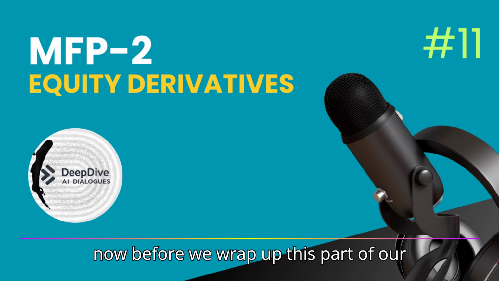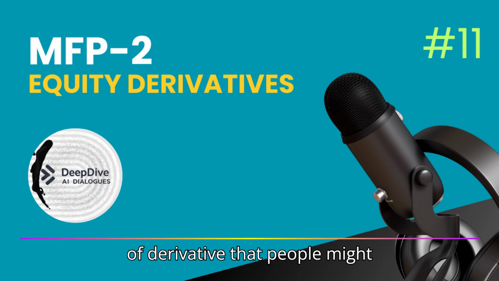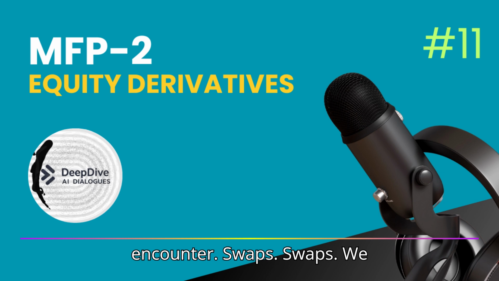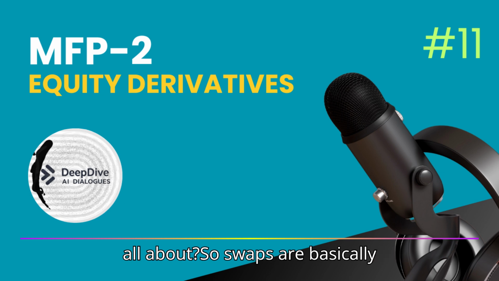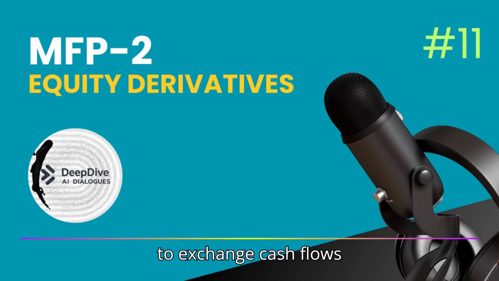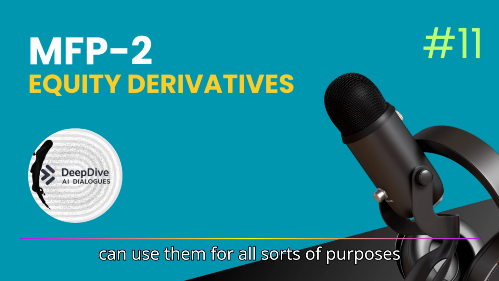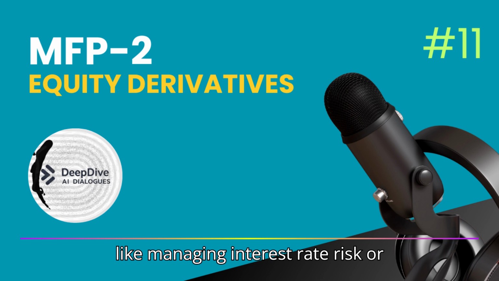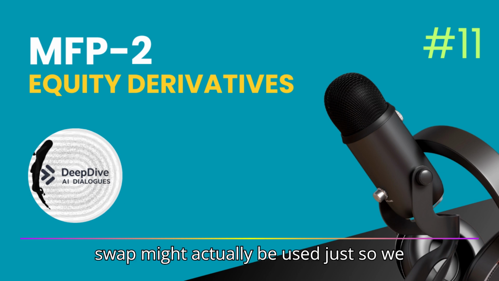Okay. Now, before we wrap up this part of our deep dive, let's talk about one more type of derivative that people might encounter: swaps. Swaps. We haven't touched on those too much yet. We haven't. So what are they all about? So swaps are basically agreements between two parties to exchange cash flows or liabilities based on certain conditions. They're very versatile. You can use them for all sorts of purposes, like managing interest rate risk or even currency risk.